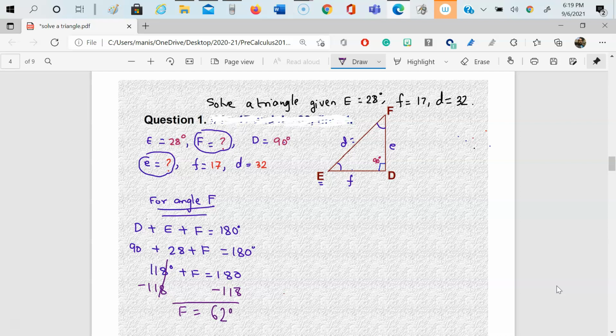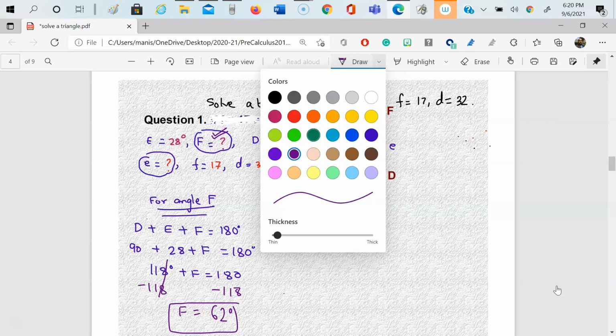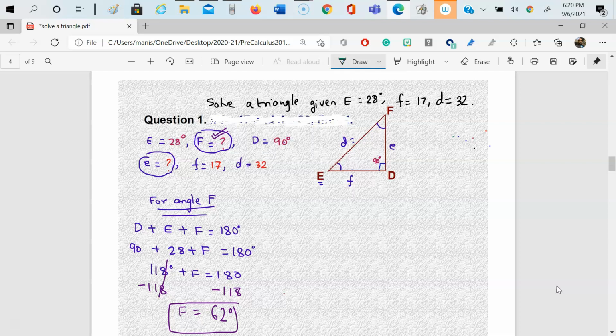I will draw a box around this. Now what is this value? This is your uppercase F. Did you get the value of F? Yes, I will put a check mark over here. Check. So now what am I left to find out? I have to find the value of lowercase e. This is called your side e.